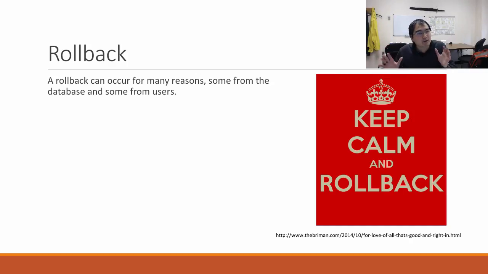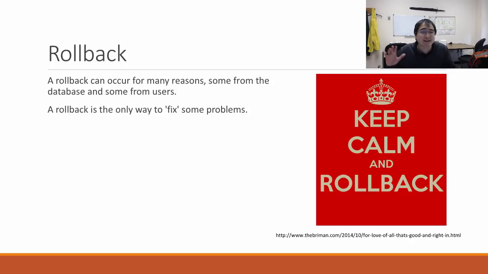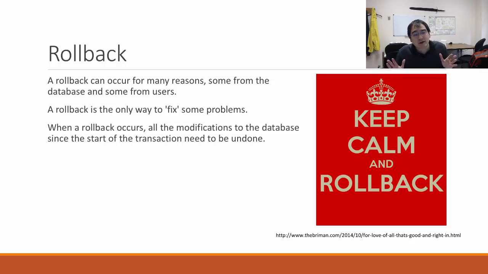As I said before, a rollback can occur for many reasons. Sometimes the database causes a rollback because it's like, I can't give you the locks that you want. You're going to have to roll back. Try again. Sometimes the users call rollback. There's a rollback SQL statement that says, if you realize you don't want this transaction to actually commit, you need to roll it back. And many times, a rollback is the only way to fix some of these problems. When a rollback occurs, all the modifications to the database that have occurred since the transaction began need to be undone. Once again, for the atomicity.